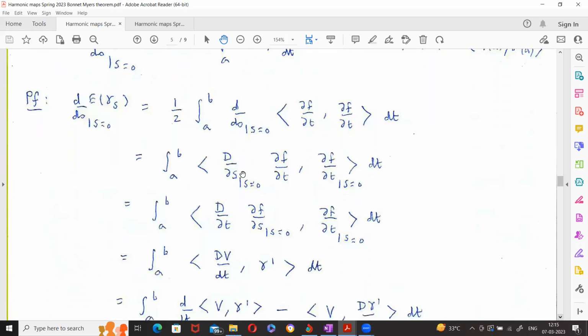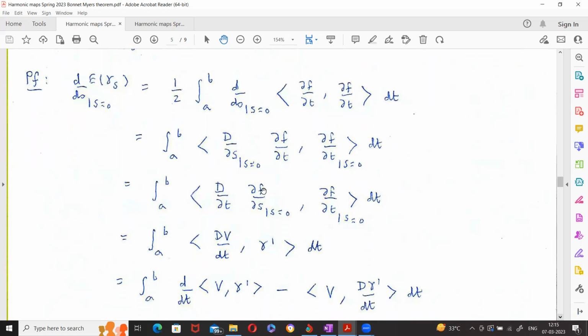Yes, sir. Now, this F is a parametrized surface. And last time we talked about how the symmetry of the connection implies the property that D/ds of del F del t is the same as D/dt of del F del s, right? So we can interchange these two s and t derivatives. So this I write as D/dt of del F del s at s equal to 0. Now, what is del F del s at s equal to 0? By definition, that is the variational vector field V. And then I'm taking D/dt of that. So this becomes DV/dt, right? And this del F del t at s equal to 0, that is gamma prime, right? So finally, I get this is the integral of inner product DV/dt with gamma prime, right? Okay.